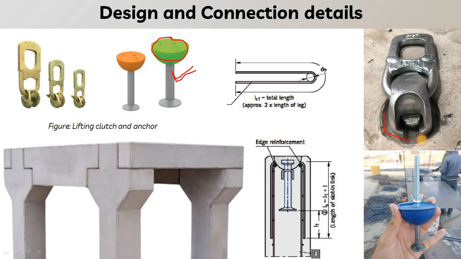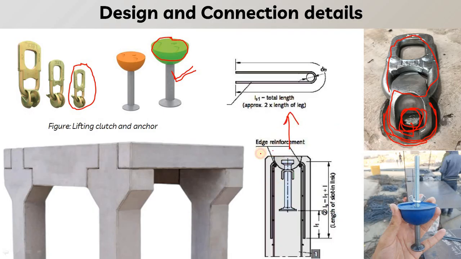Here you can see the semicircular gap that has been created, which is used for fixing this kind of clutch into position. So here you can see this clutch is fixed in position, where this anchor has been locked with the clutch, and it will be lifted using the crane.